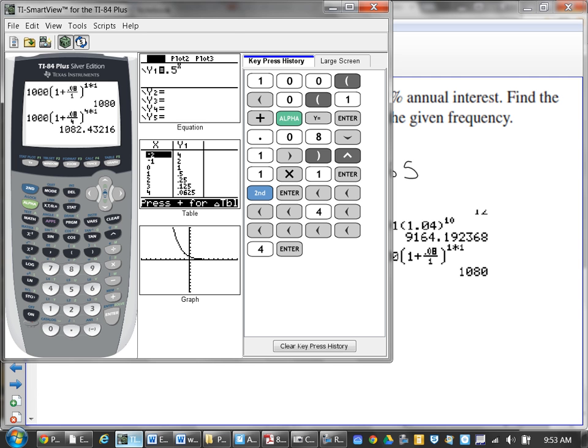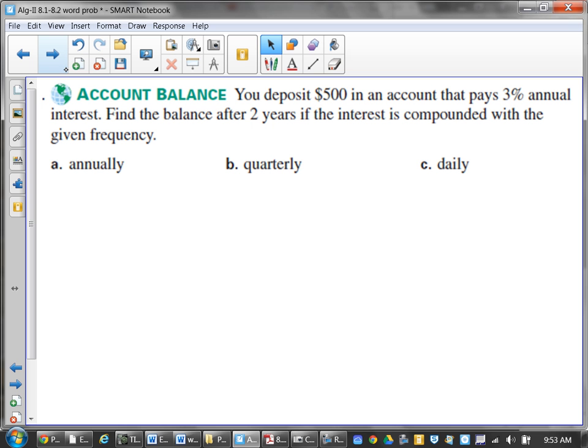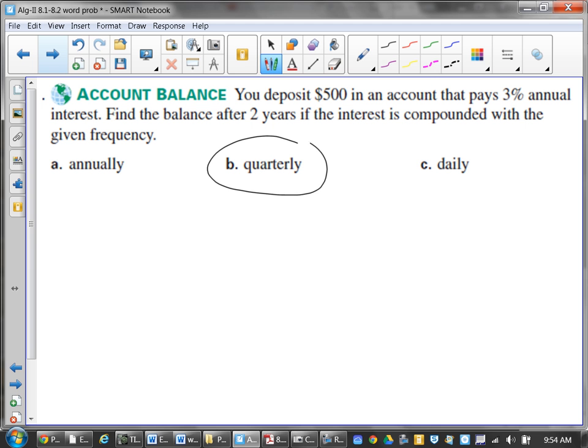Okay? Now, when you can change your value of time, let's just do one of these real quick. Here's where they're saying that the value of time is different. In this case, it's after 2 years. See how that just changes? So if you deposit $500 in an account right now that pays you 3% annual interest, find the balance after 2 years if the interest is compounded, let's just do quarterly. So we'll go 500 times 1.